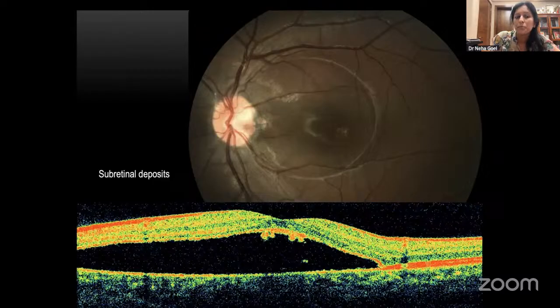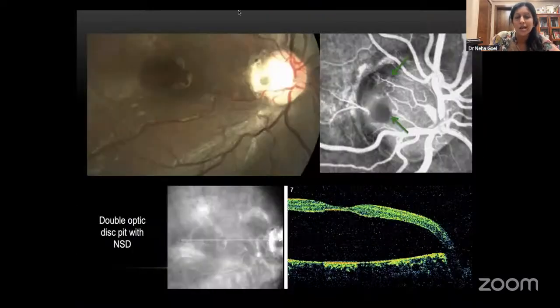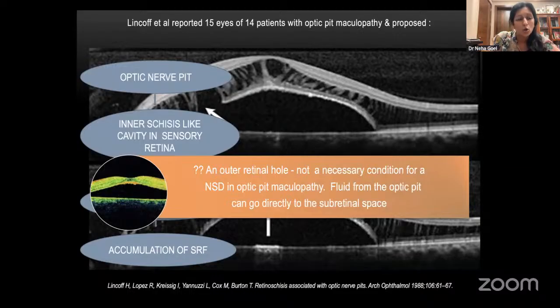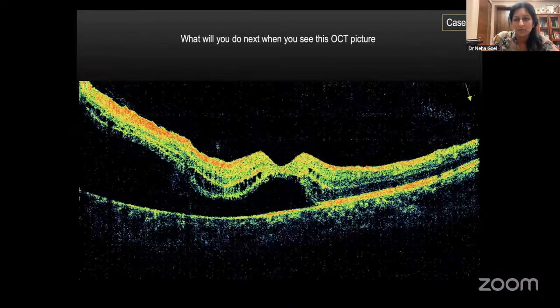And they commonly present with SRF. They may have subretinal deposits identical to CSC. This was a rare case with 2 optic discs and a neurosensory detachment. So we know the typical optic disc pit maculopathy has the outer retinal hole and the schisis, but then there are also cases which present only with SRF, and these can add to the etiopathogenesis.